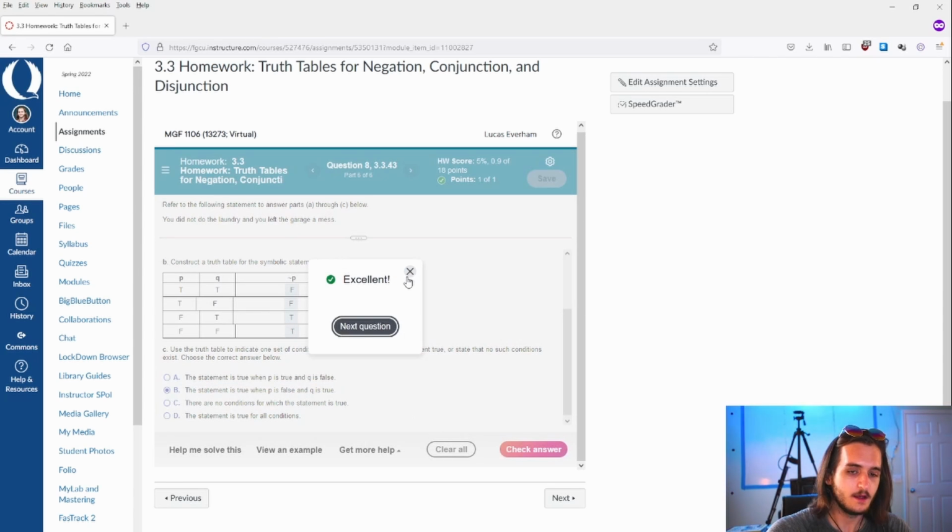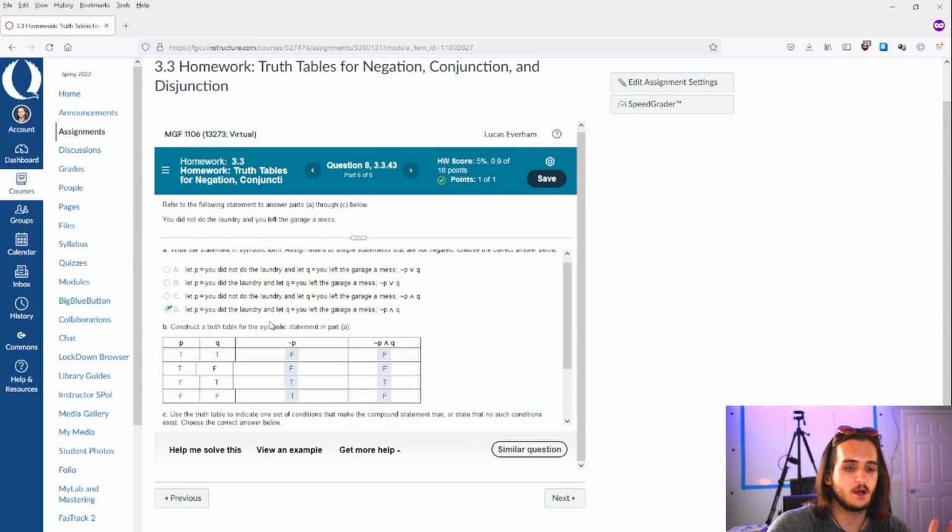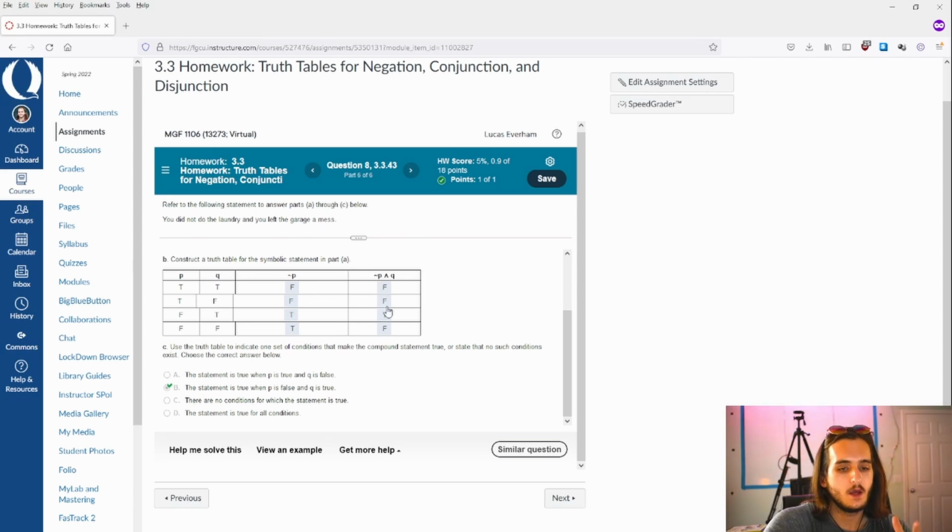Because this is not one of those self-contradictions or tautologies. It does have its own cases. So that's what we do with something like this. It's just a matter of being careful with our notation and remembering what it means for a conjunction to be true. You need both parts to be true in order for that to happen.